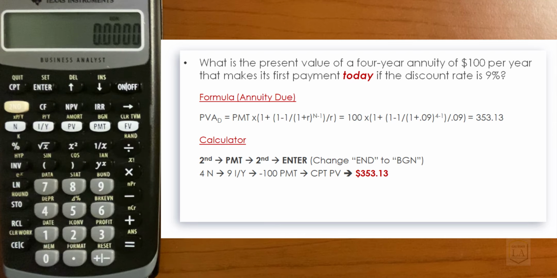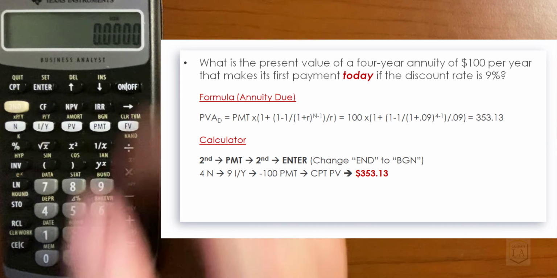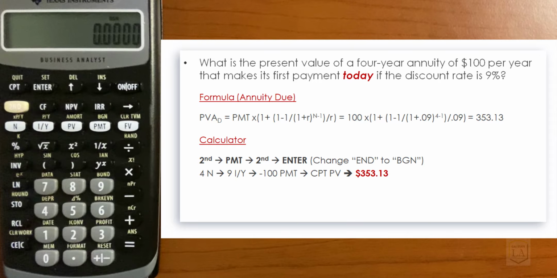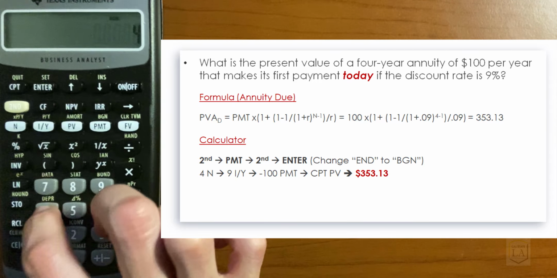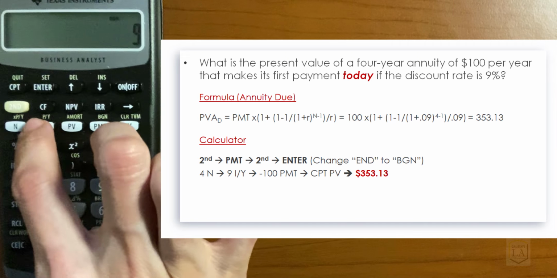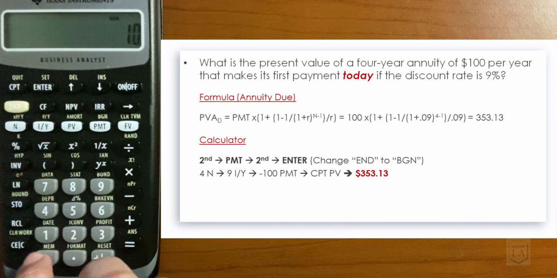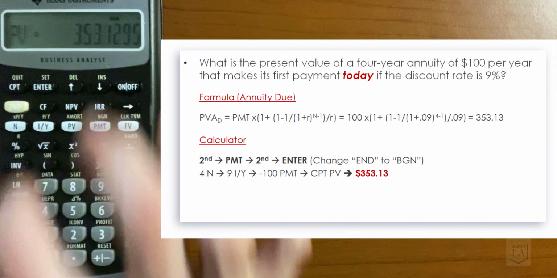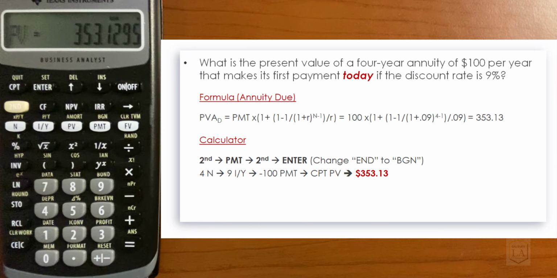The first exercise: what is the present value of a 4-year annuity of $100 per year that makes its first payment today? Of course, this means that this is an annuity due, and the discount rate is 9%. Everything will be input as if it were an ordinary annuity, but because you have BGN appearing at the top, everything will be processed as an annuity due. So 4 N, 9 I/Y, negative 100 PMT. And now let's compute the present value. The answer should be 353.13.